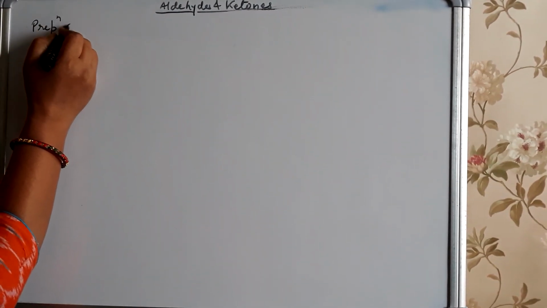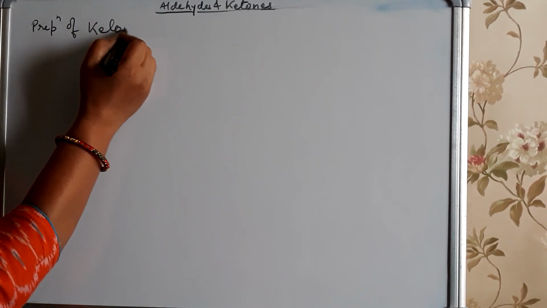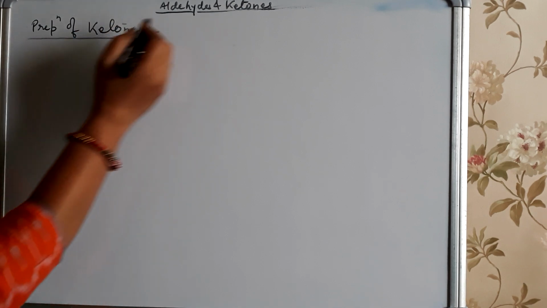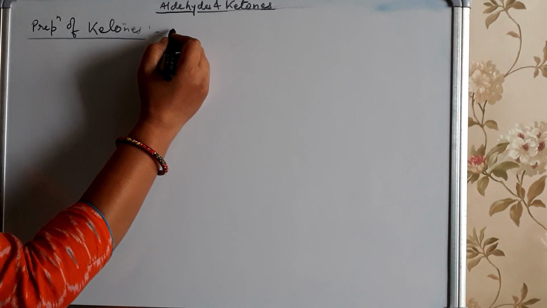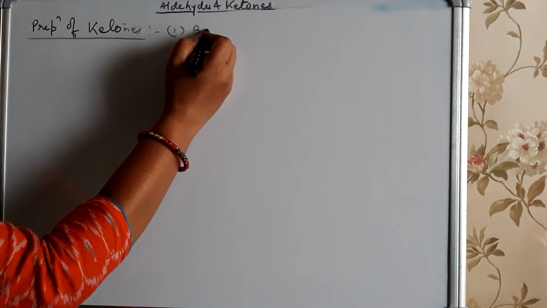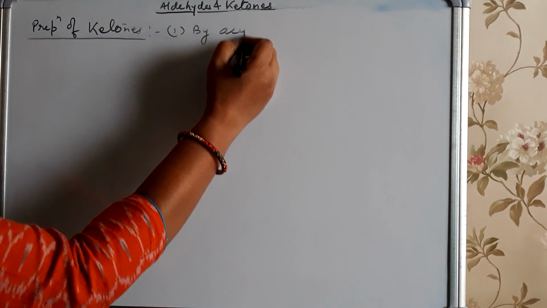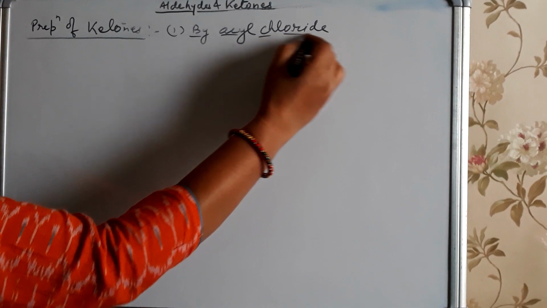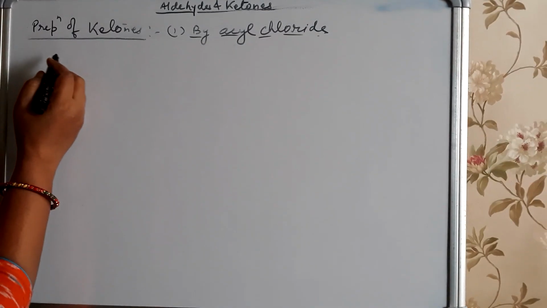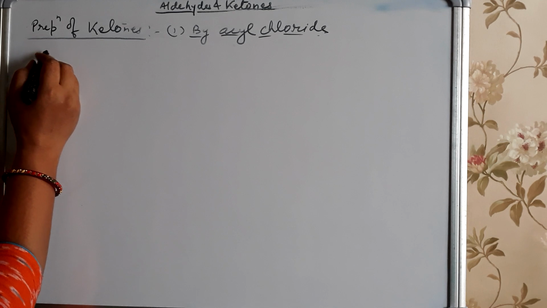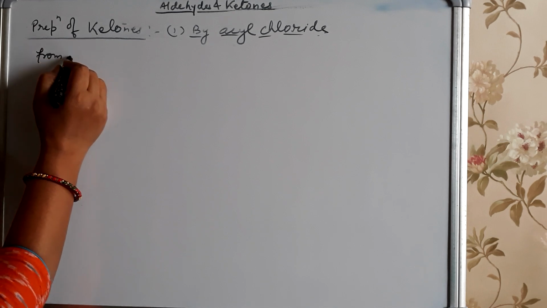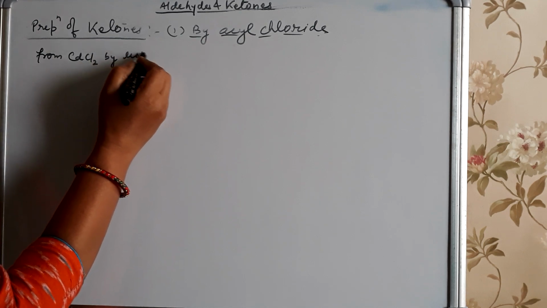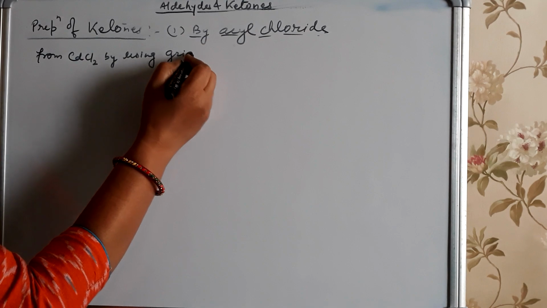Preparation of ketones. Now see how the ketones are prepared. At first from acyl chloride. We prepare ketone from the cadmium chloride by using Grignard reagent.